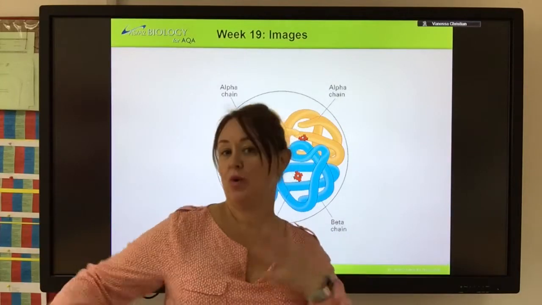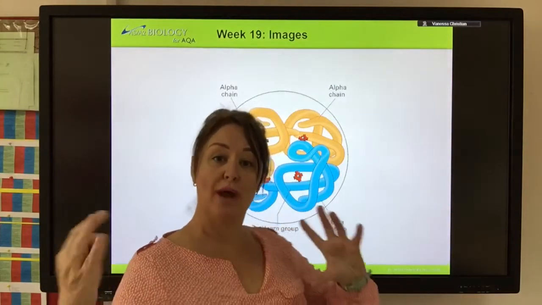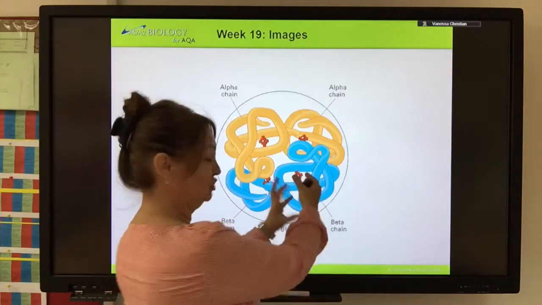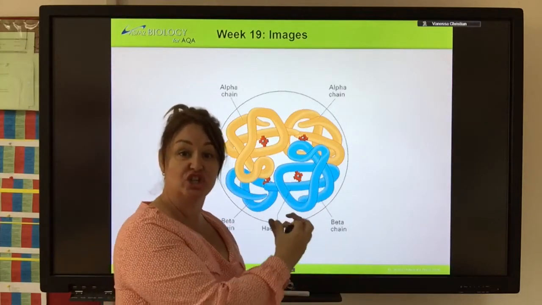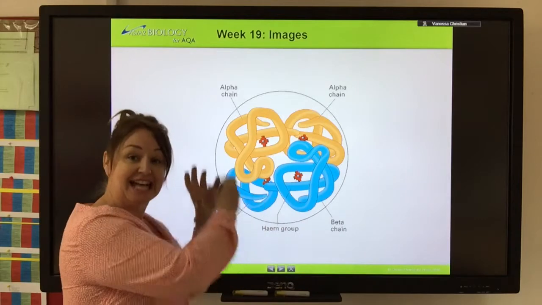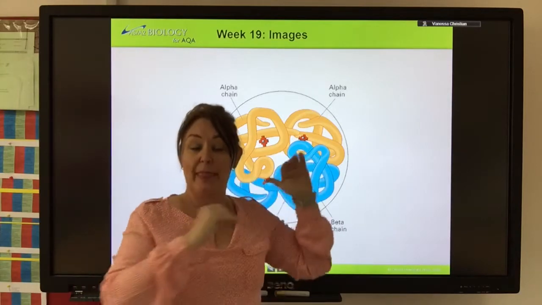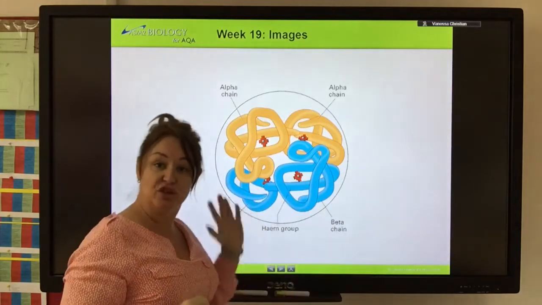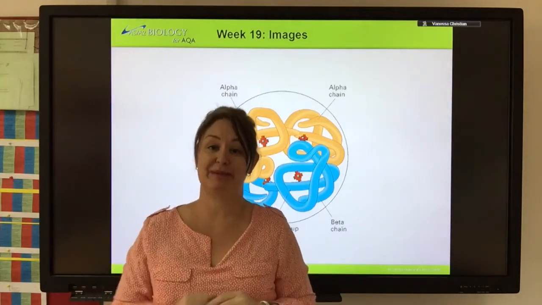So in a nutshell, what we're going to be learning is how when one oxygen molecule bonds, it causes a change in the shape that then changes the shape of the second and the third and the fourth, and the binding of oxygen to each of those polypeptide chains is a little bit different.